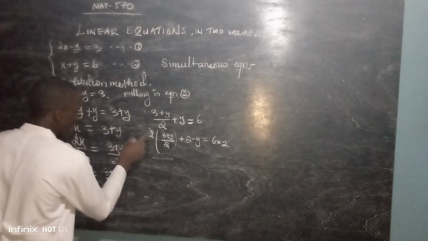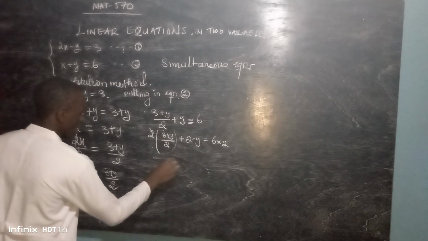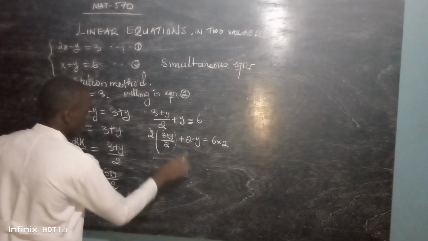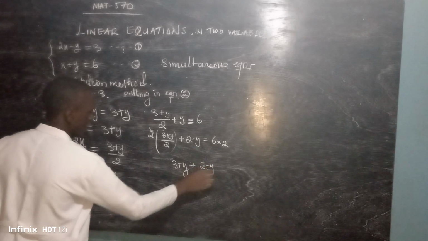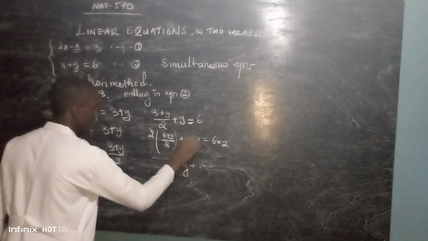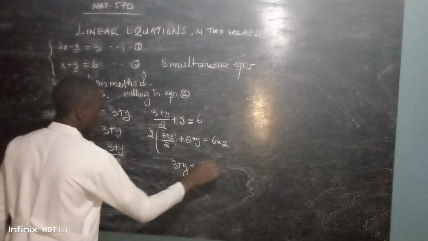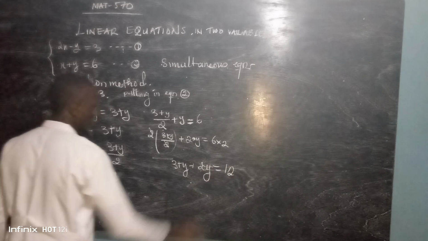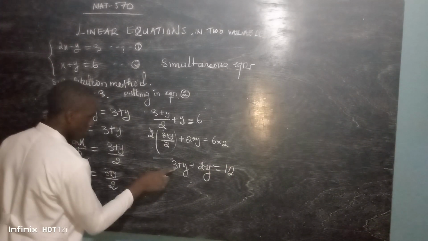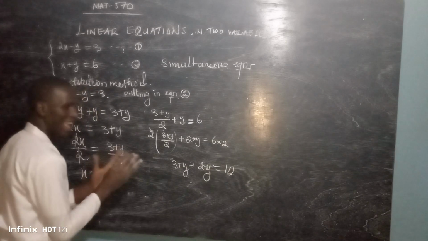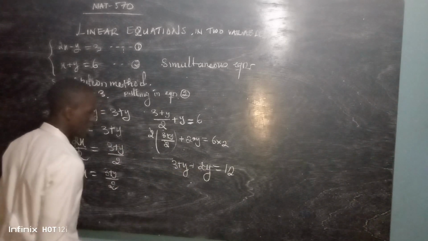Now, when you divide 2 by 2, it gives you 1. You are left with 3 plus y, so I copy 3 plus y. And then here, plus 2 times y is 2y, equals 12. From here now, I have 3 plus y. I add like terms. I have y plus 2y. It gives me what?